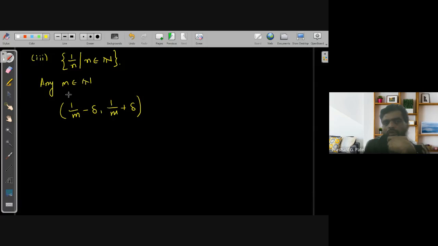Five. It is the empty set. So why is it the empty set? Because if you pick any m that belongs to n, then what will be the neighborhood of this m? It will be 1 upon m minus delta and 1 upon m plus delta, the neighborhood of the point 1 upon m.